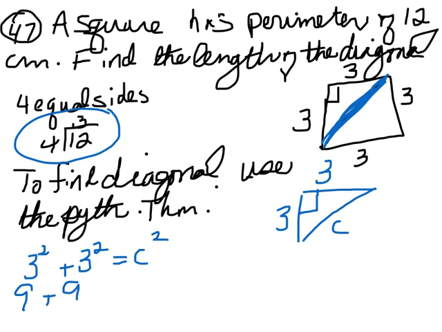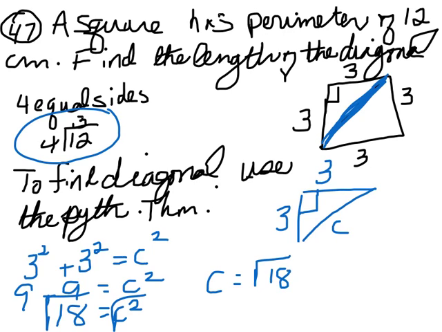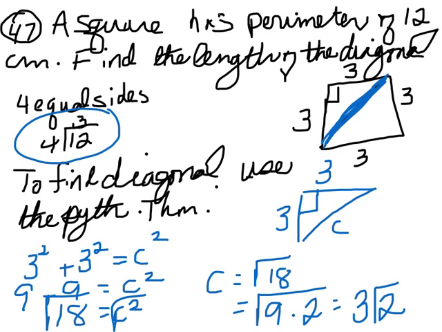9 plus 9 is C squared. So 18 is equal to C squared. And if I square root both sides, C is the square root of 18. If you think about 18, 9 divides into 18 and it's a perfect square. So I can say 9 times 2 is 18. And the square root of 9 would be 3, so I can take it out of the radical. And then I would have square root of 2 left in the radical. And that would be the length of my diagonal, 3 square roots of 2.